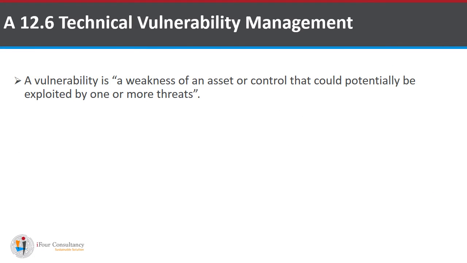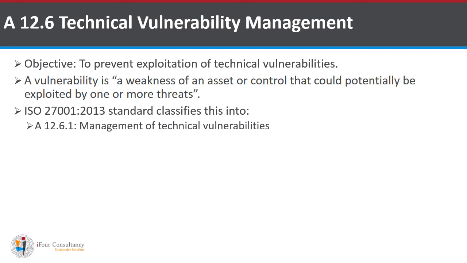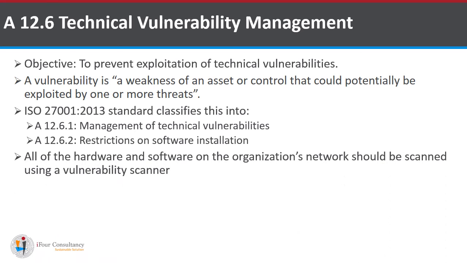Okay, technical vulnerability management. What is a vulnerability? A vulnerability is a weakness of an asset or control that could potentially be exploited by one or more threats. What is the objective? To prevent the exploitation of technical vulnerabilities. The ISO 27001:2013 standard classifies this into A12.6.1 Management of Technical Vulnerabilities, A12.6.2 Restrictions on Software Installation.